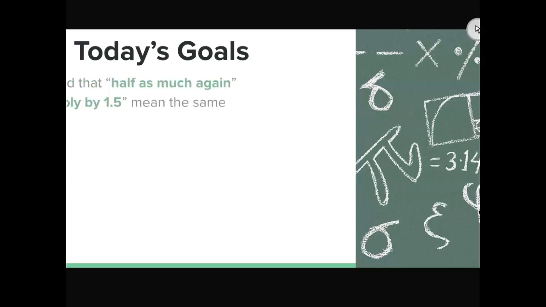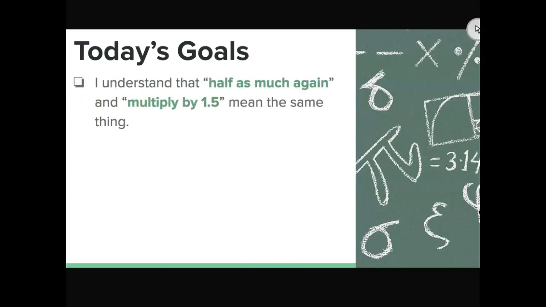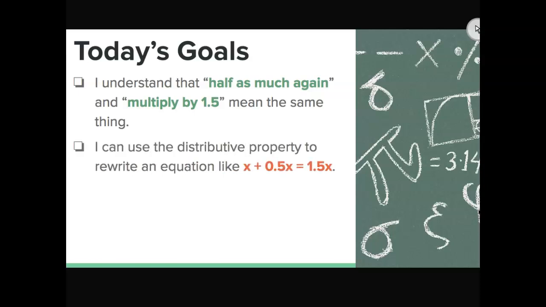So today's goals: I understand that half as much again and multiplied by 1.5 mean the same thing, 1.5, same as 1.5. Could you write x plus 0.5x just as 1.5x? And are you able to write fractions as decimals?